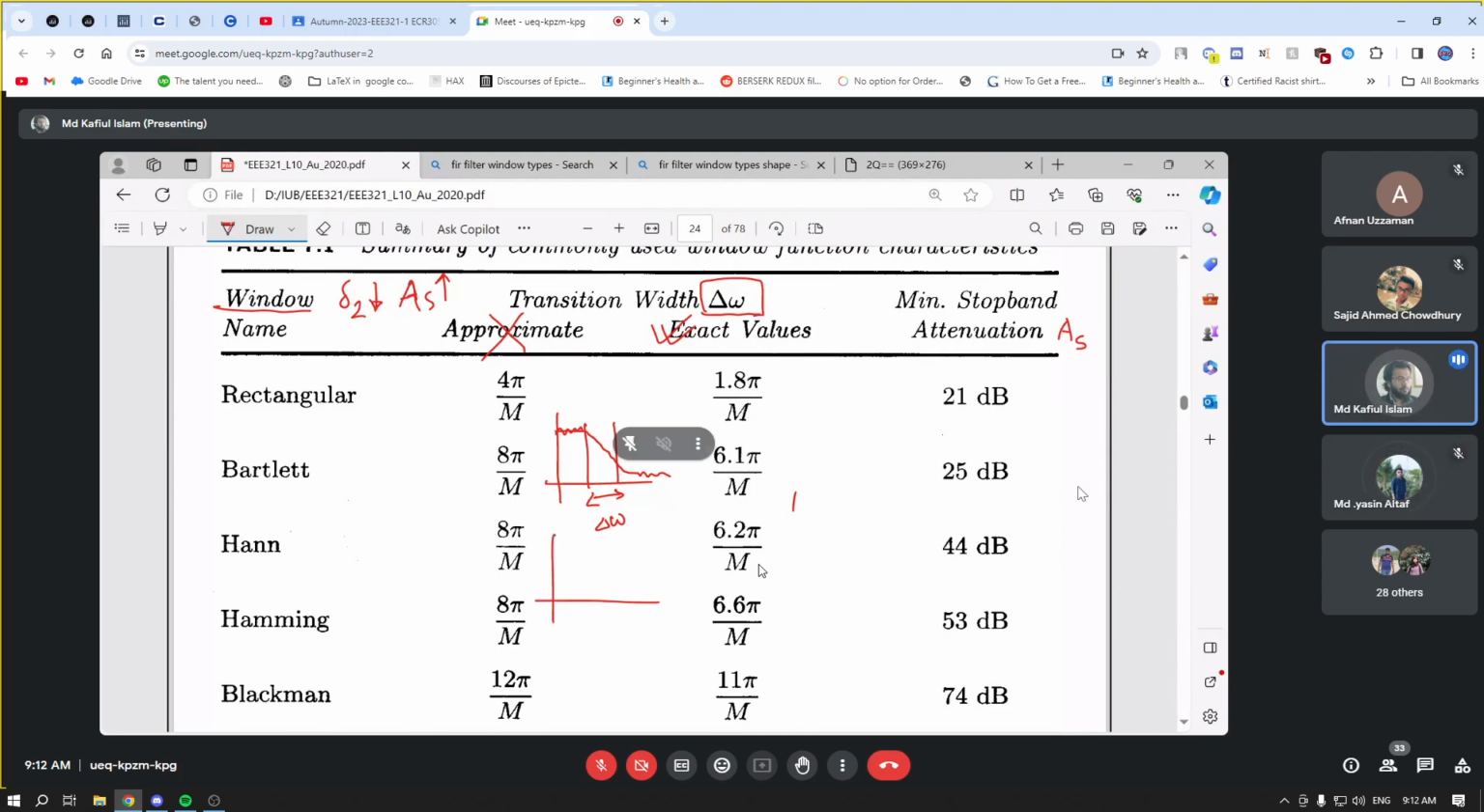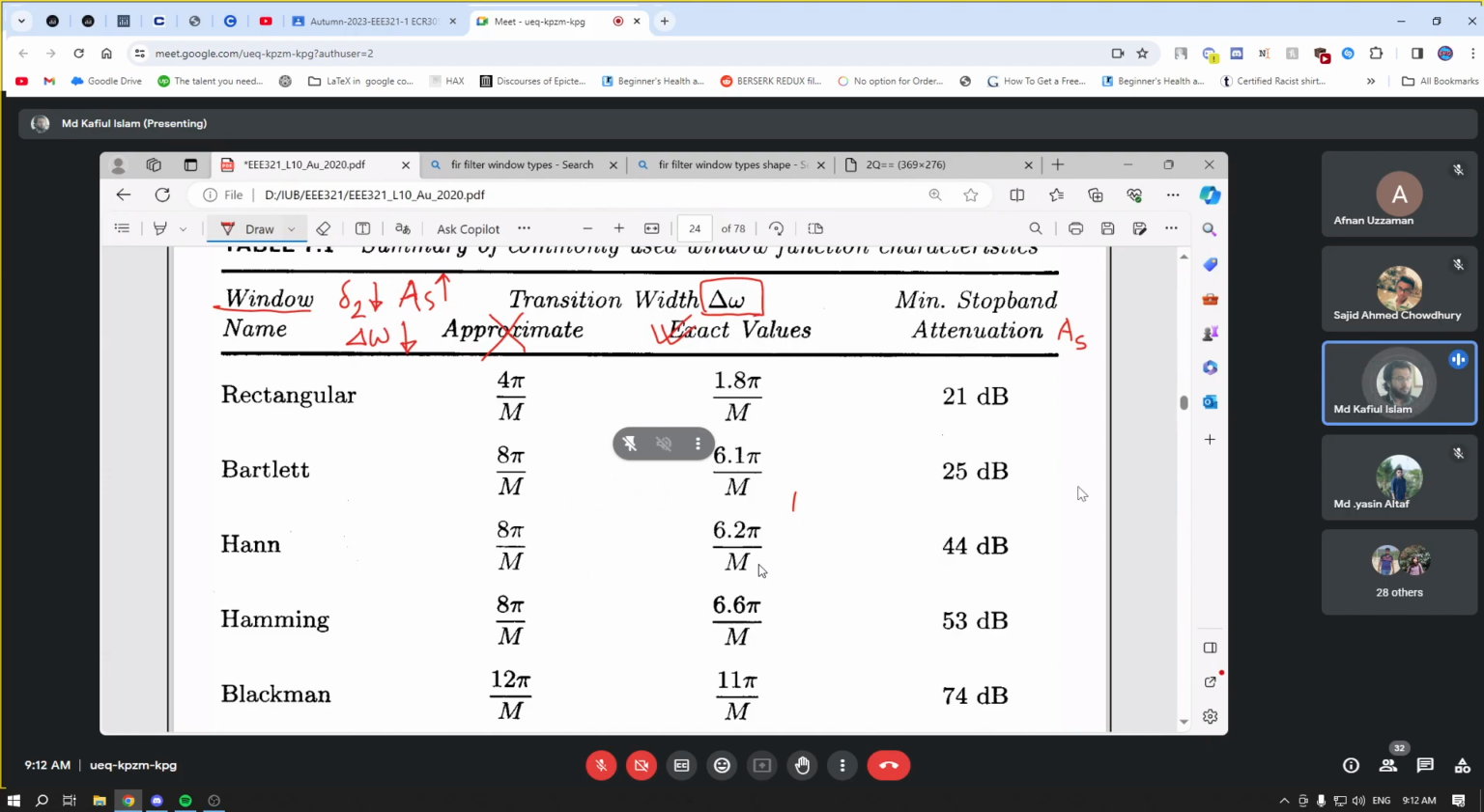Because if you think about your ideal response of the low pass filter, there should be no delta omega at all, right? Delta omega tends to 0 for ideal response, right? So what do you want your delta omega for a better filter? Lower. It will be lower, right? So you want delta omega to be lower. On the other hand, you want AS to be higher. So these are the things that we have.